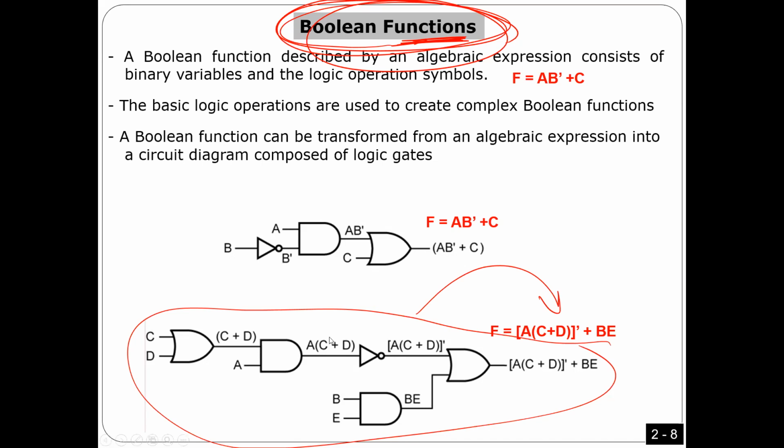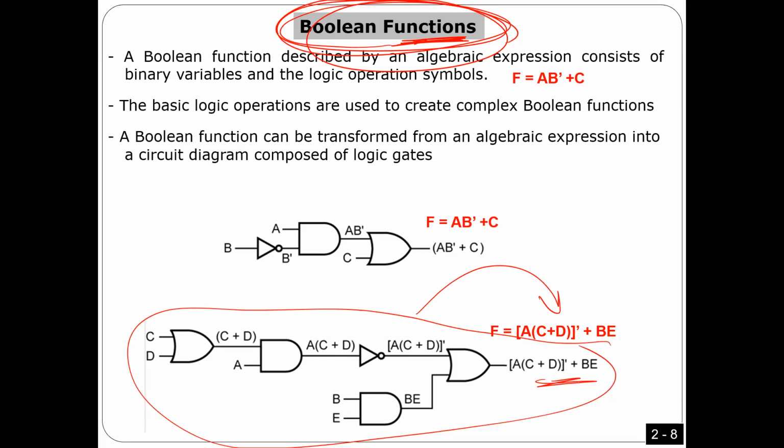Also, this inverter is going to complement this one. That's why I put a prime here. That means whatever I have here, complement it. And then here, this is AND, so we have B and E. And then I'm going to do OR between these two, and this is the output I'm going to get. So if I give you a circuit like this one, it's very easy to get the function.